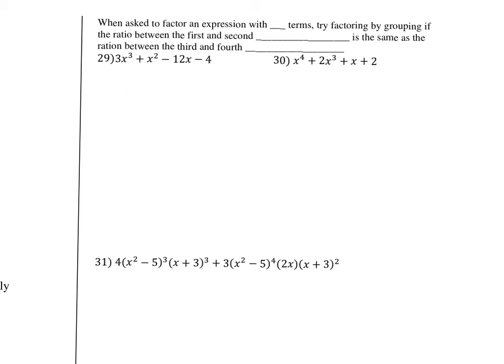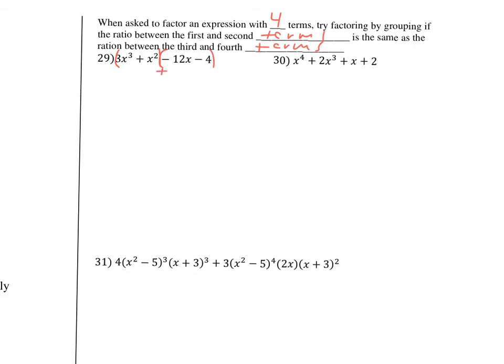All right, next up here, it says when you are asked to factor an expression with 4 terms, try factoring by grouping if the ratio between the first and the second terms is the same as the ratio between the third and the fourth terms. So we've already been doing a lot of factoring by grouping, actually, so just kind of continuing on with that. And what I mean by the ratio here is you can see that these coefficients have a 3-to-1 ratio, and these actually do as well. Negative 12 divided by negative 4 is 3-to-1. This one would be a 1-to-2 ratio, as would that one right there. So we'll just group it up here.